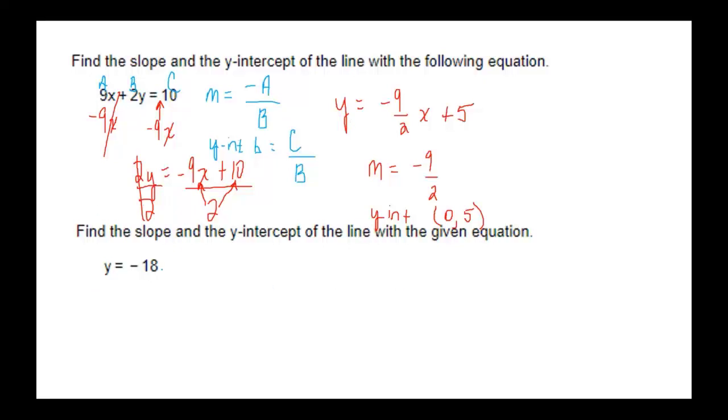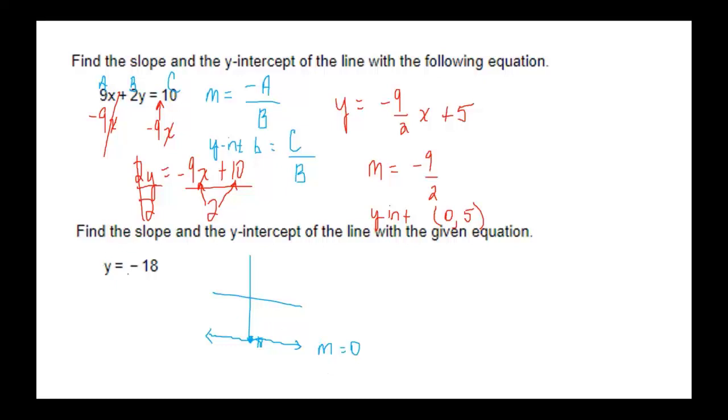Now find the slope and the y-intercept of the line with the given equation. Well, if y is equal to negative 18, if you can visualize this on a graph, then somewhere down on the y-axis there is a negative 18. And this line runs horizontal through that point. So this is a horizontal graph, and we talked about that before. The slope of any horizontal line is 0.